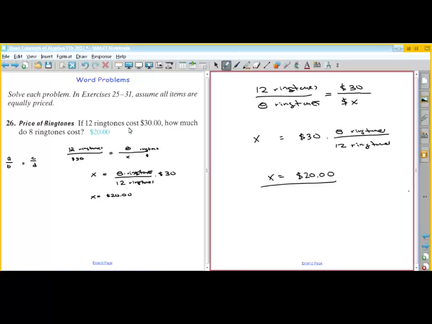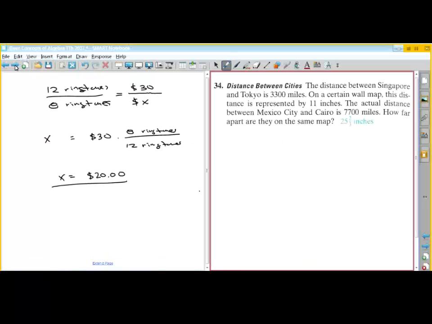Now the third way I could do it is I could calculate the cost per ringtone, which would be 30 divided by 12. And then I could take that number and multiply by 8 ringtones. Cost per ringtone times ringtones gives me cost. And I get the same answer.